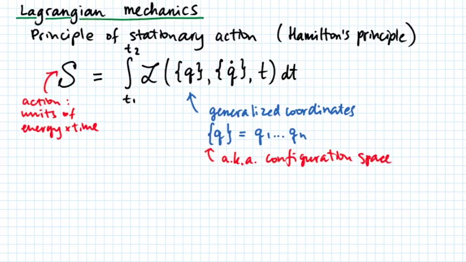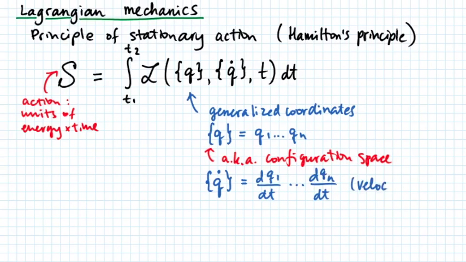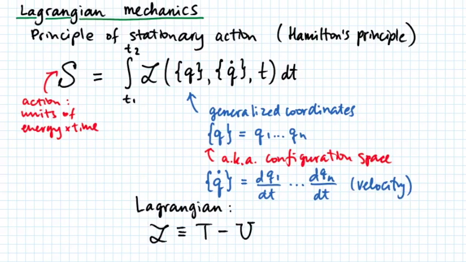So likewise, our notation of generalized velocities, as you can see, the dot denotes the full derivative with respect to time. These are generalized velocities. So what is Lagrangian? Lagrangian is defined as kinetic energy minus potential energy.